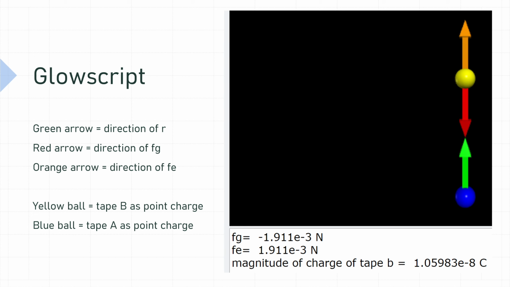The green arrow is the direction of R, the red arrow is the direction of the force of gravity, which is pointing in the negative Y direction, and the orange arrow is the direction of the electric force, which is pointing in the positive Y direction. The yellow ball is the point charge of tape B, and the blue ball is the point charge of tape A. And so we find that the magnitude of the electric force and the magnitude of the gravitational force are equal in magnitude, opposite in sign, and the magnitude of the charge of tape B is 1.06 times 10 to the negative 8.